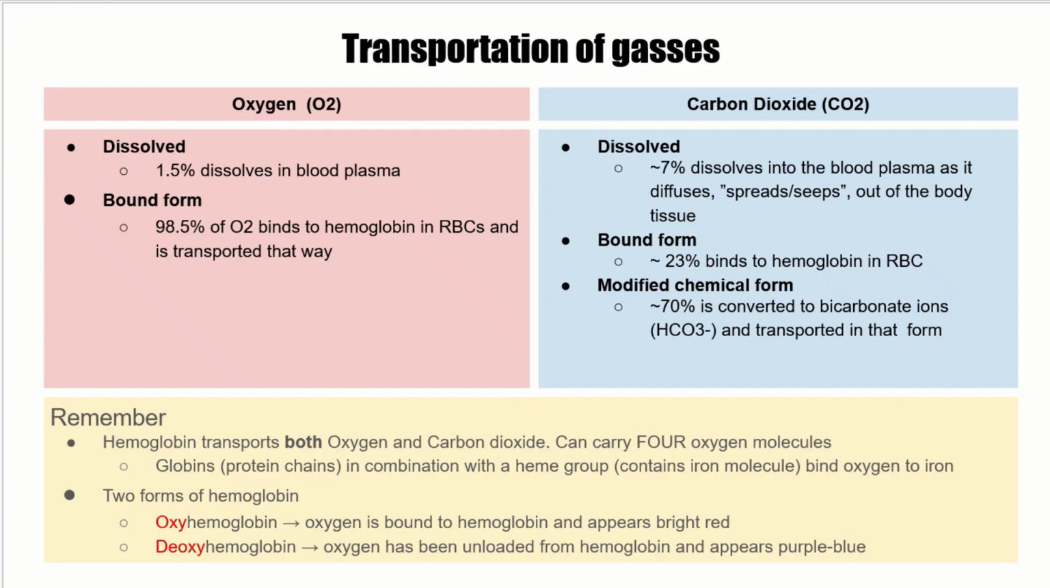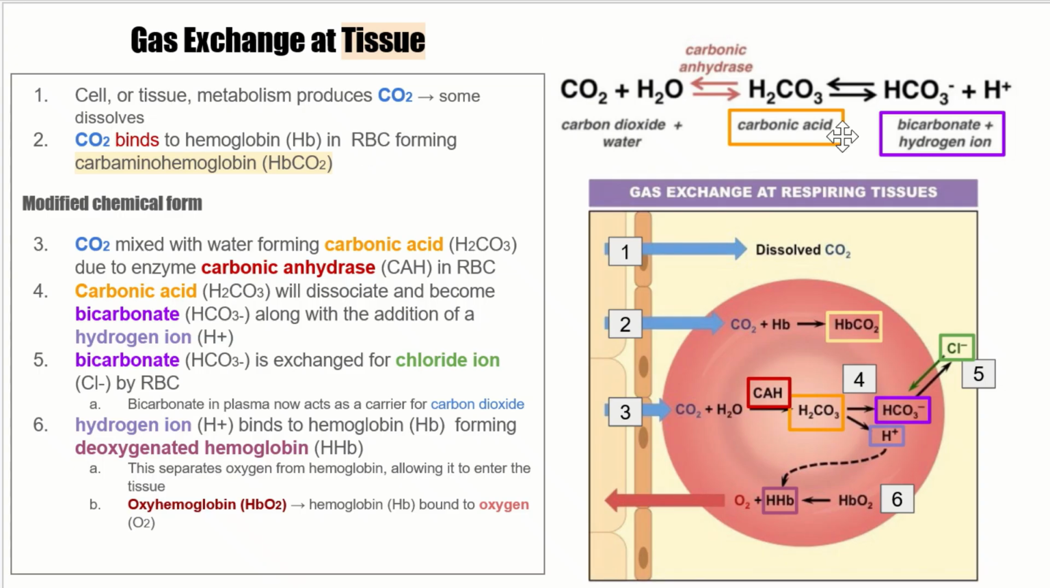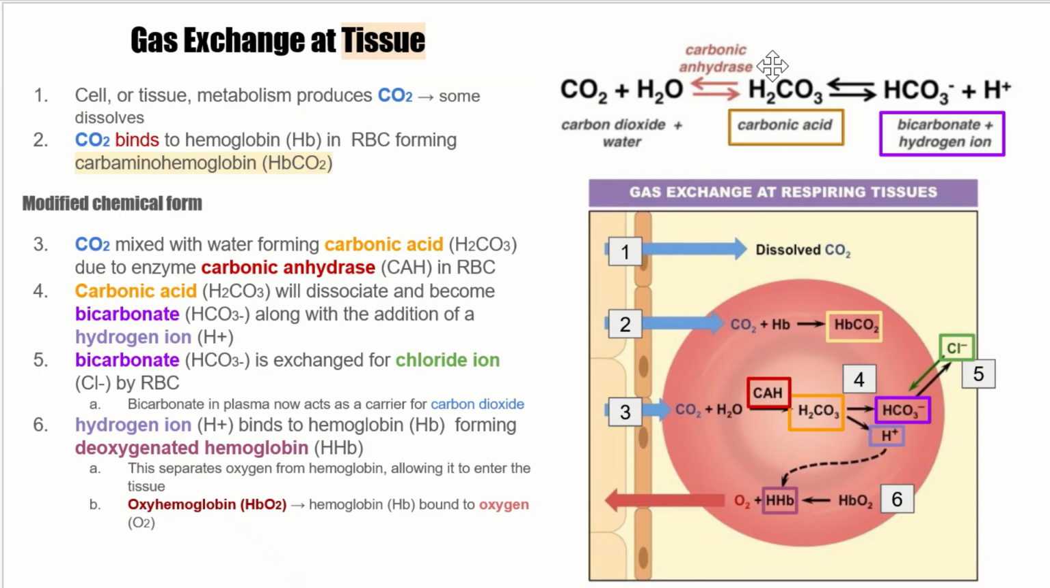And then some other vocab that I wanted to remember was oxyhemoglobin and deoxyhemoglobin. So those are two forms of hemoglobin. Oxyhemoglobin is the one where oxygen is bound to the hemoglobin, and deoxyhemoglobin is where oxygen has been unloaded from the hemoglobin, so it has become unbound. So keeping a note of those vocab terms. But you may have seen this within your notes. This is that modified chemical form and the way in which carbon dioxide will be transported.